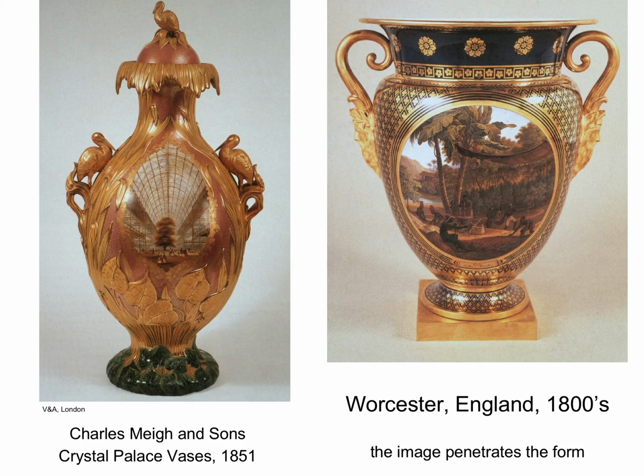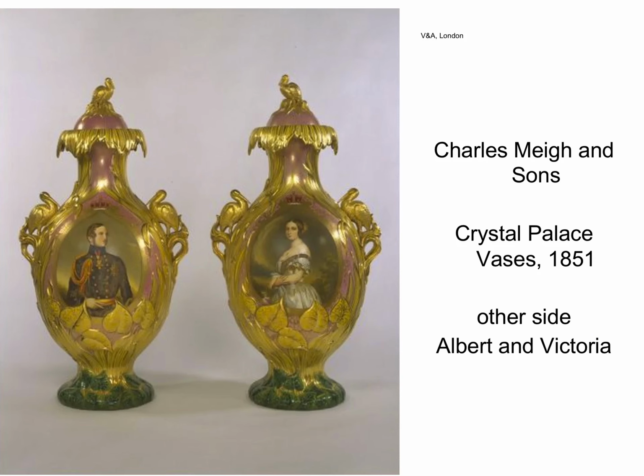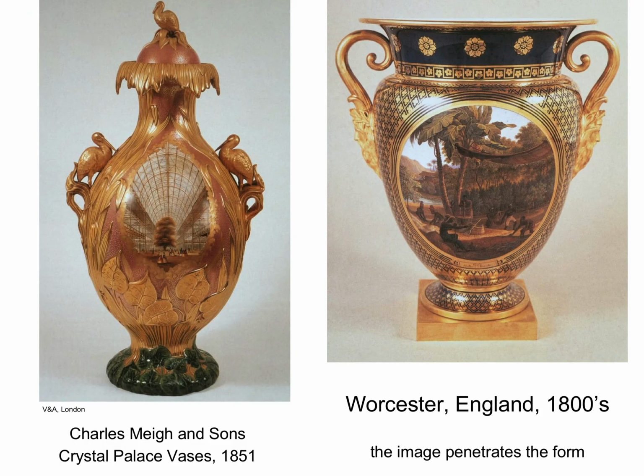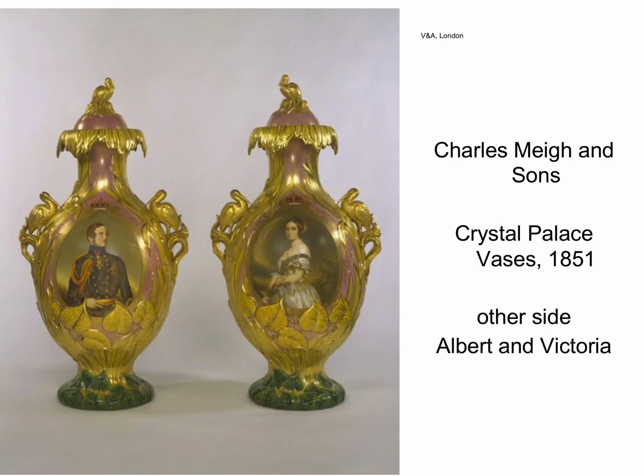Here are two other examples of the image penetrating the form, whereby with the use of perspective on the left, the image really appears to be inside that shape instead of sitting specifically on its surface. This is the other side of this wonderful object, which is in the Victoria and Albert Museum, which shows a portrait of Albert and Victoria on one side, and then the Crystal Palace on the other side. It's quite interesting again to realize how the frame itself, its position on the object, the shape of the frame, and how the image is in relation with the form create a very exciting experience.